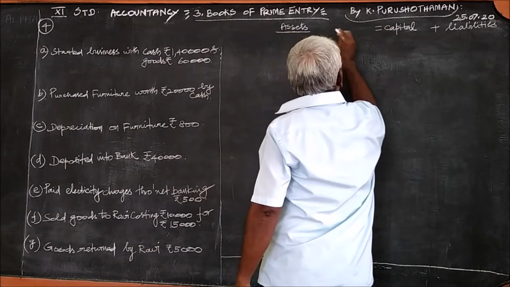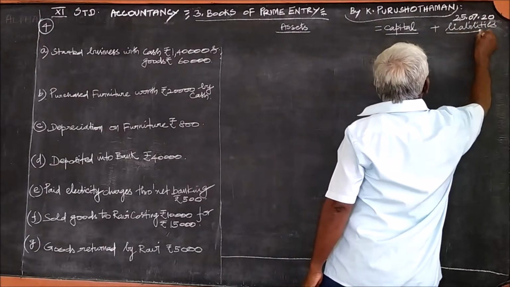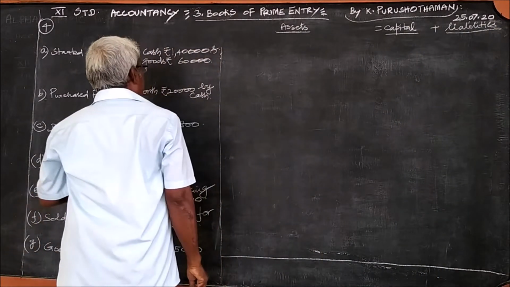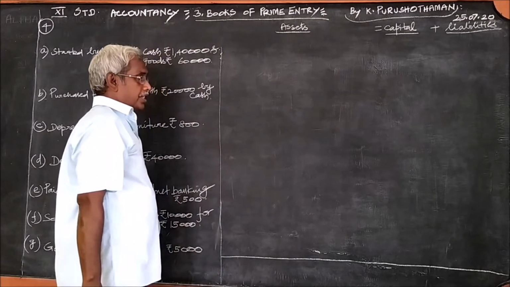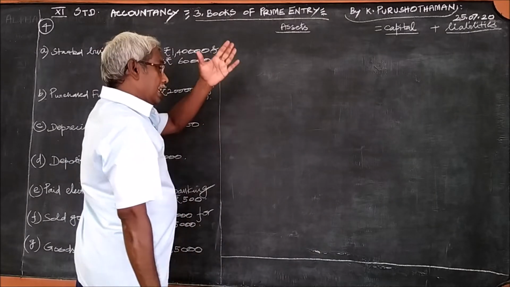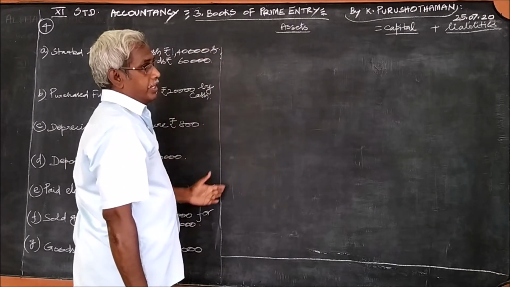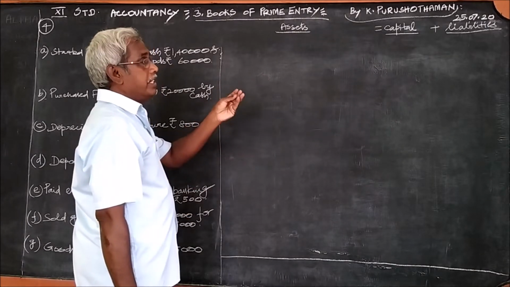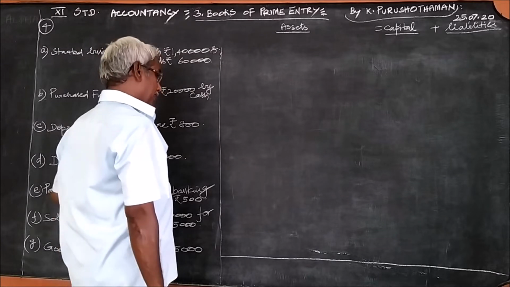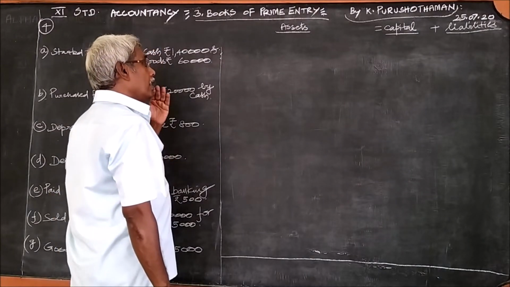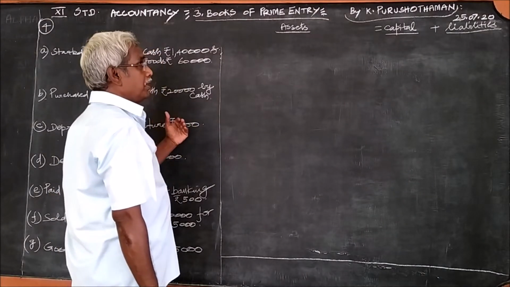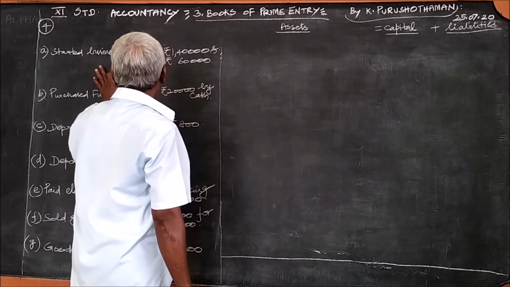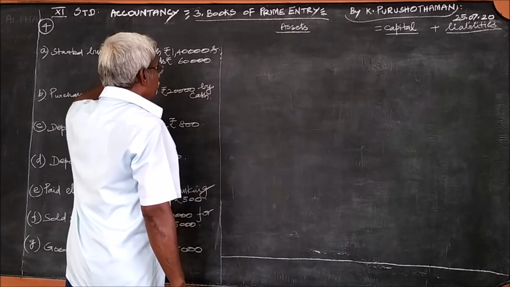Our first task here is we should collect the assets available in all these transactions and the liabilities in all these transactions. Capital, of course, the single entity, no problem. But we should collect what are the assets available in this problem and what are the liabilities available in this problem. For that, we go to the first one.